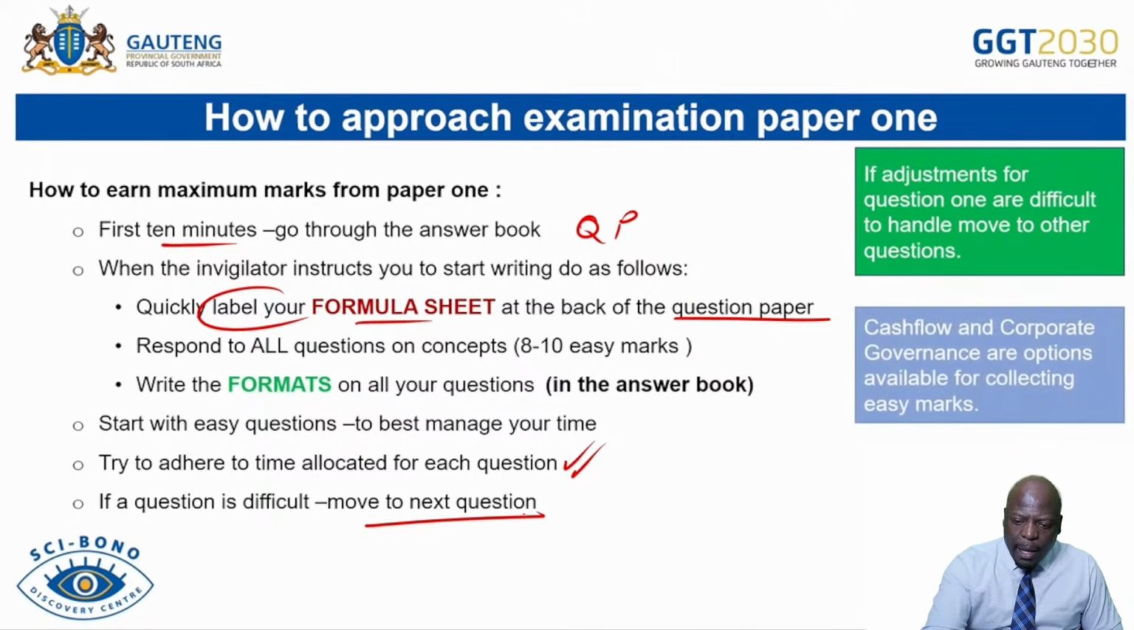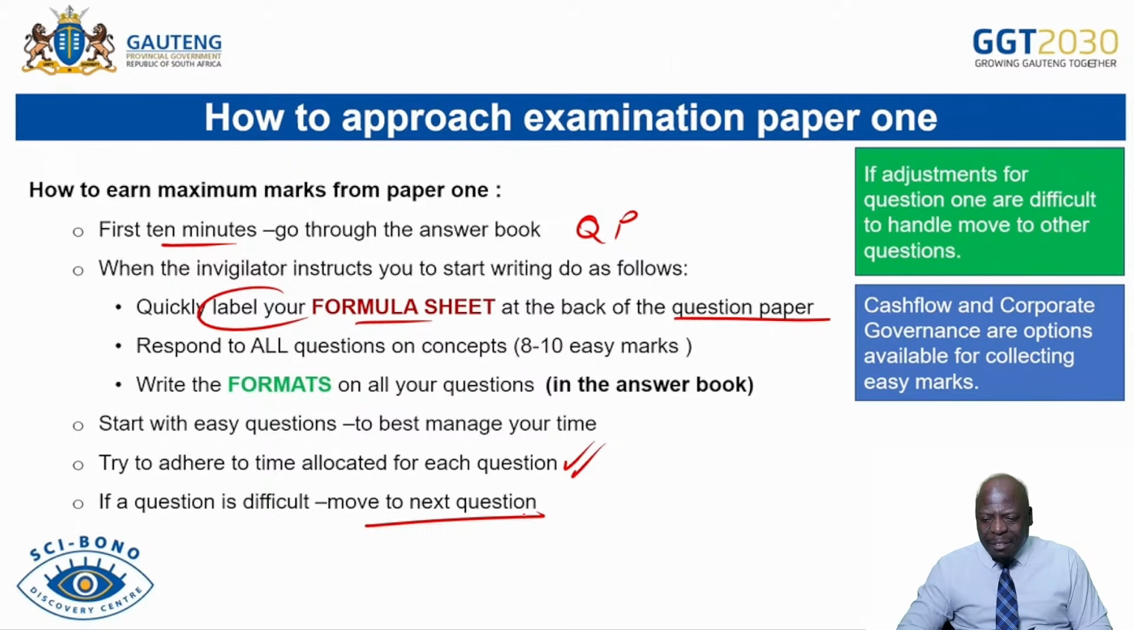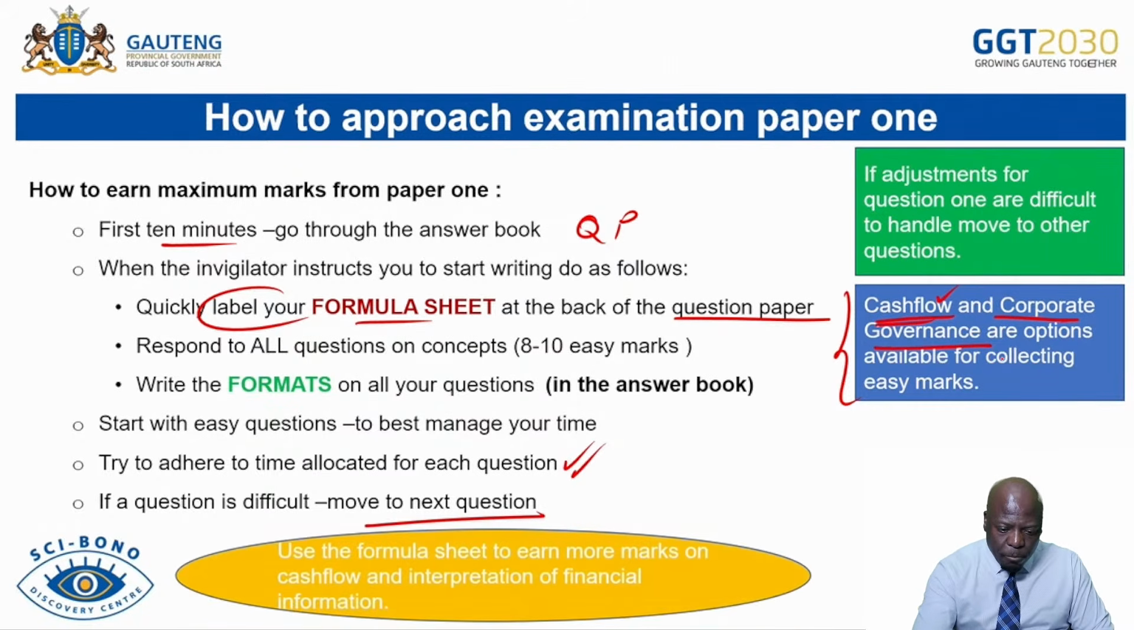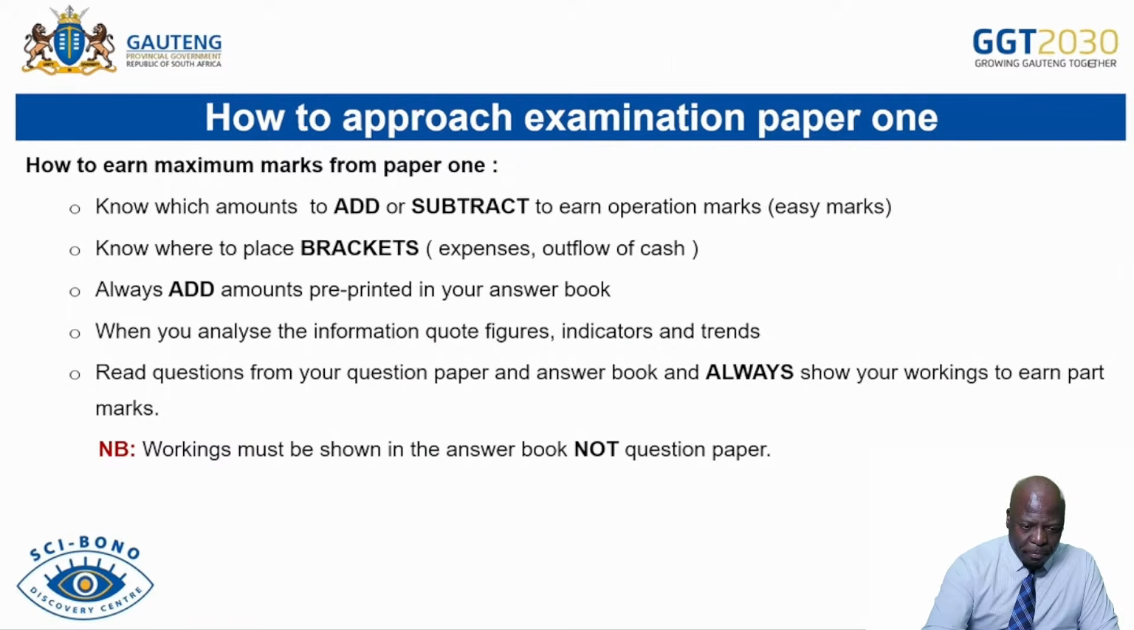All right. And then cash flow and corporate governance questions. These are questions that if you are fully prepared, you stand to gain a lot of marks. If you understand your cash flow properly and you have prepared adequately on your corporate governance, as well as your auditing, you should be able to get more marks on these questions. All right. And as we said, remember to use your formula sheet.